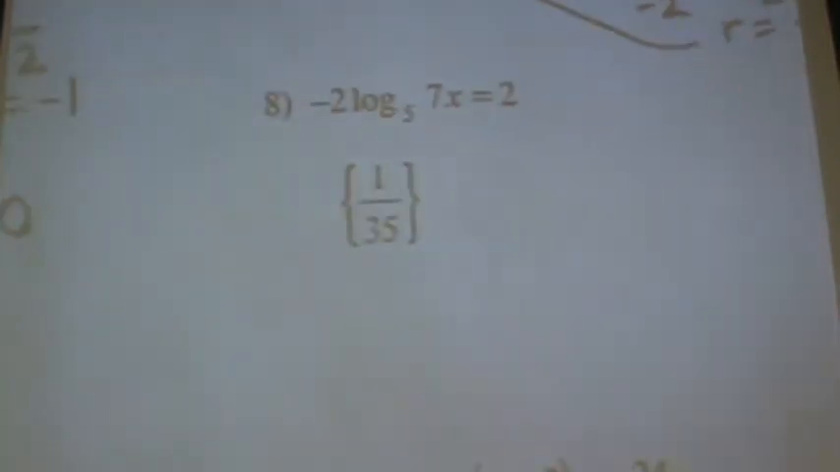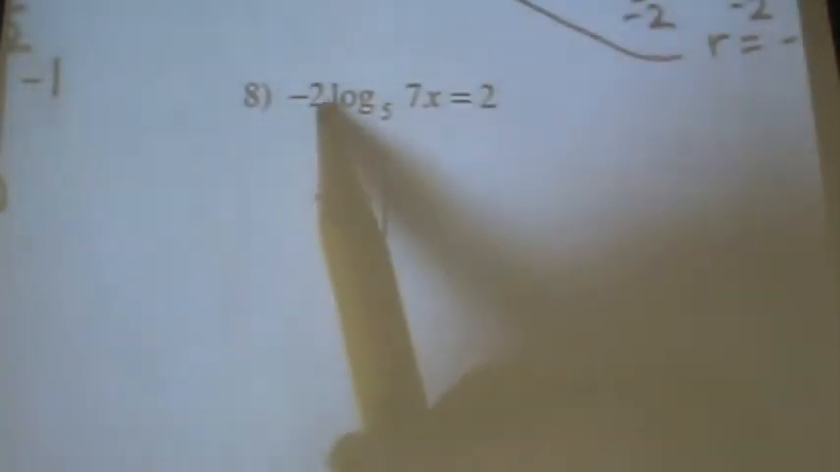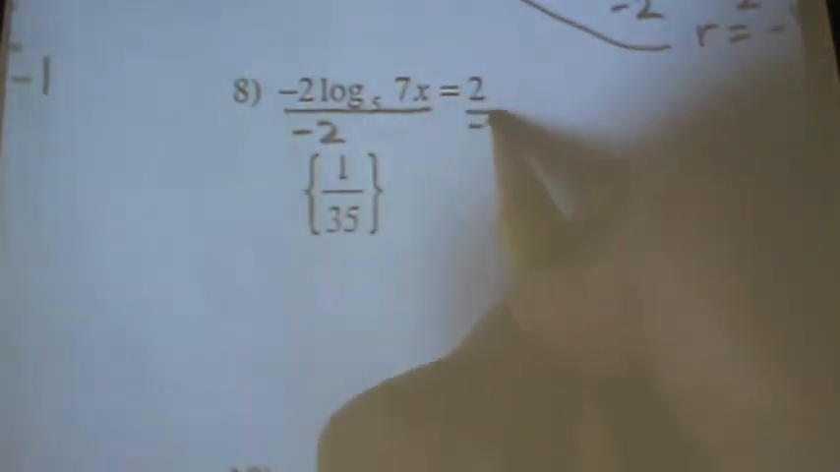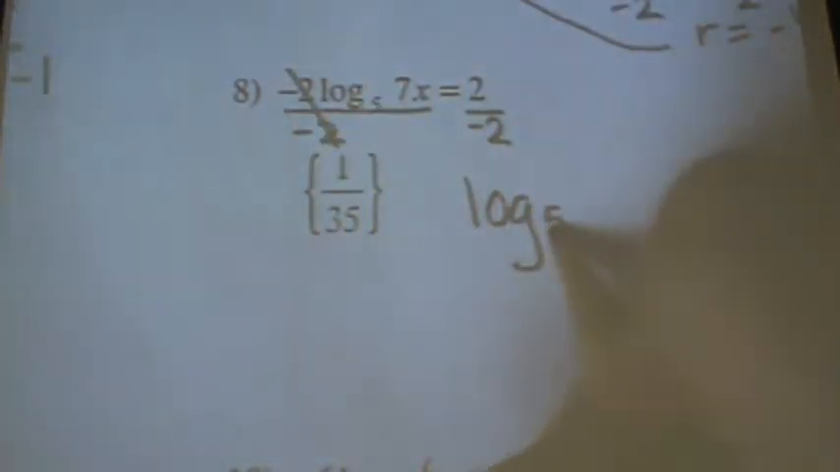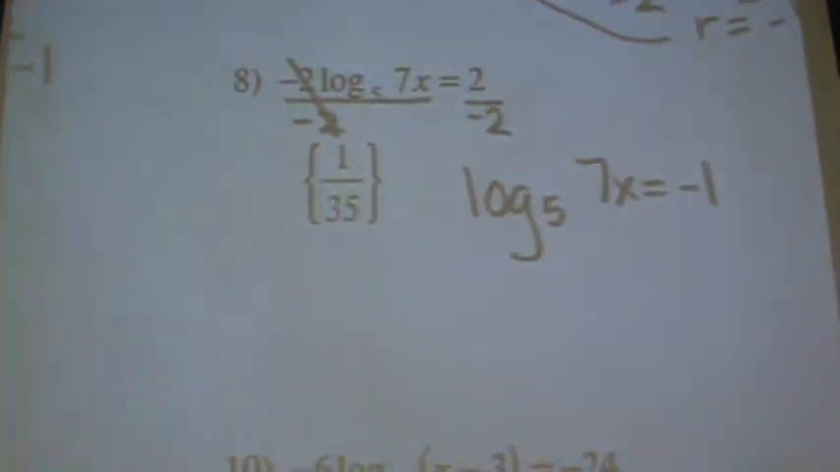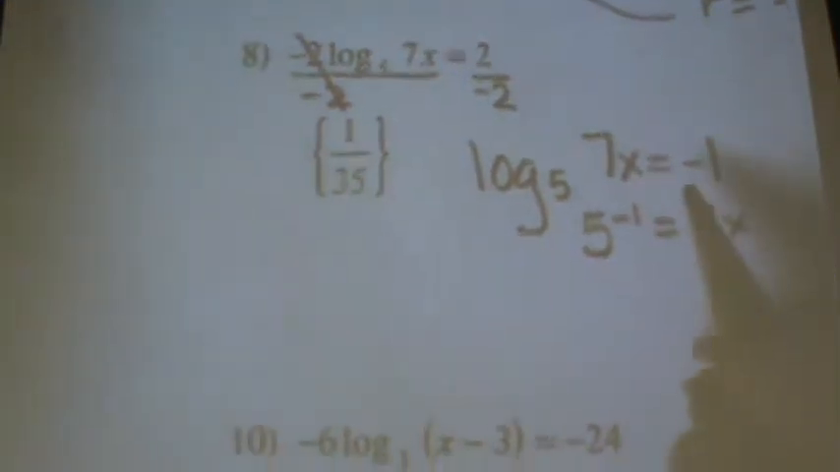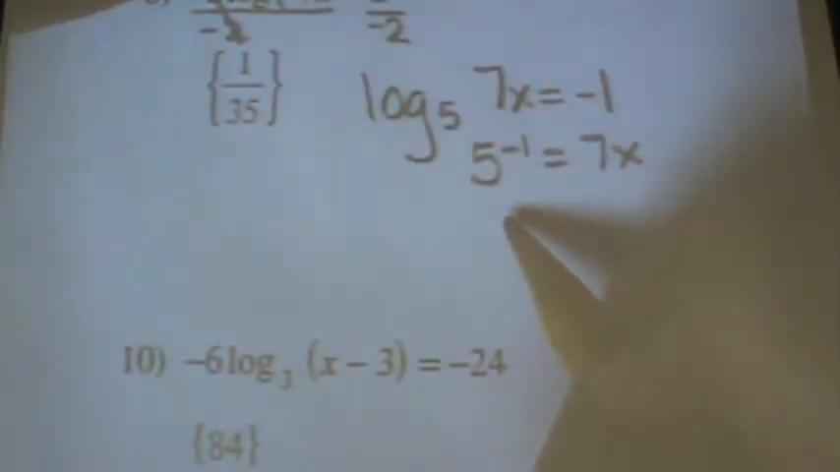Number 8. I don't like this negative 2 in front. What am I going to do? I'm going to get rid of it. Divide both sides by negative 2. So I have the log base 5 of 7x equals negative 1. Now rewrite this. 5 to the negative 1 power is equal to 7x. Well, what is 5 to the negative 1 power? 1/5. I'm sorry.